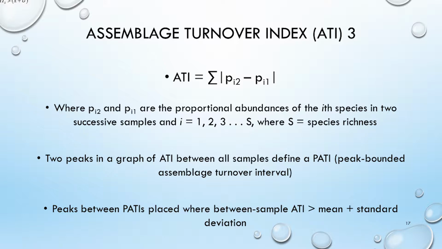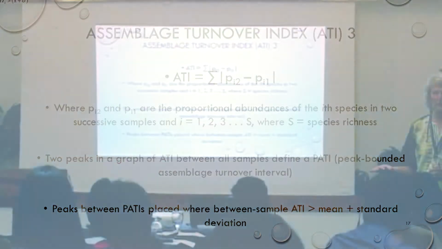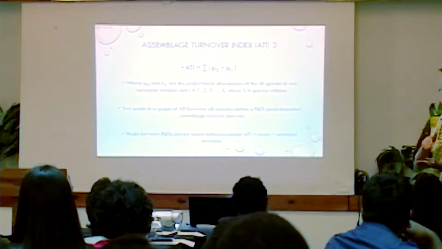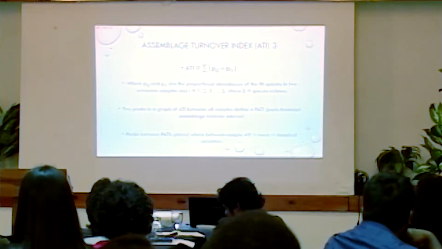I said, okay, let's take a load of samples from some DSDP or ODP holes, and we look at what happens to the assemblage turnover index over time. We simply graph it. I said, if we find 2 peaks in the value of ATI, I'm going to call the interval between them a patty. Peak-bounded assemblage turnover interval, if you want its full name. But I like it because it sounds a bit like, you know, McDonald's piling up beef burgers, doesn't it? So I've got that image in my head.